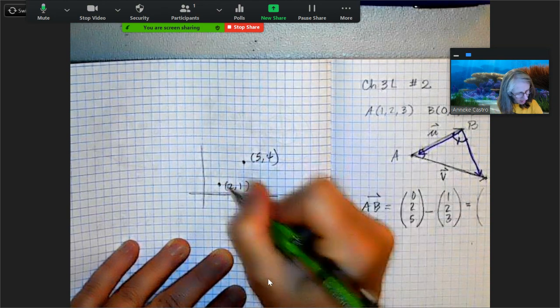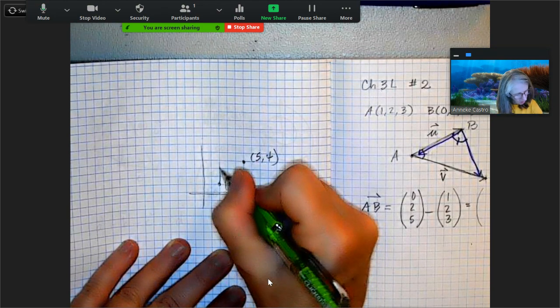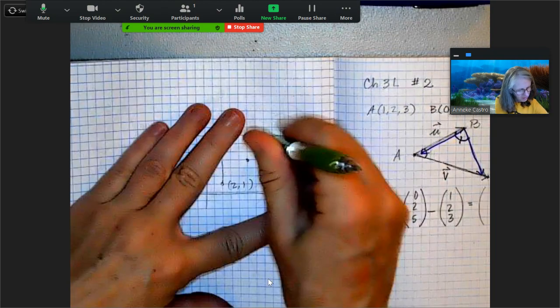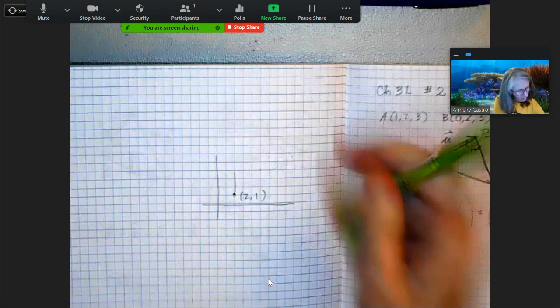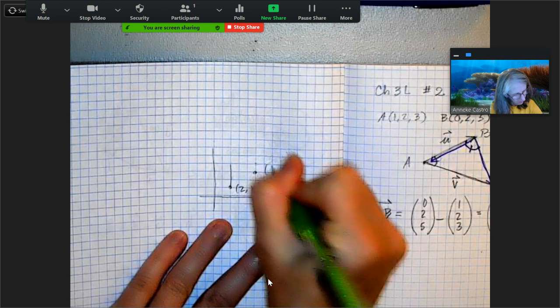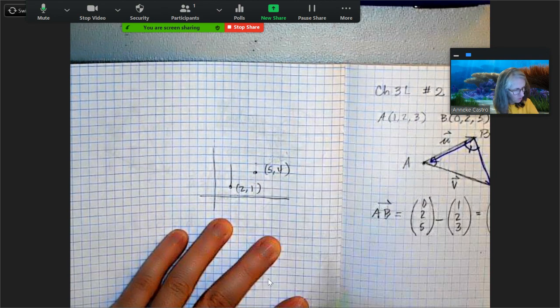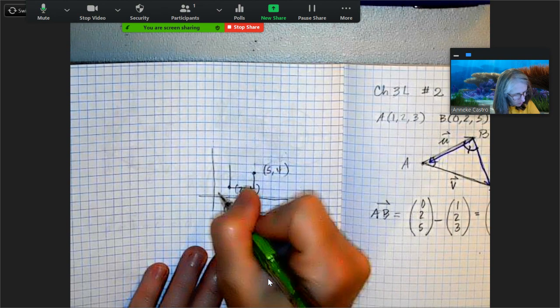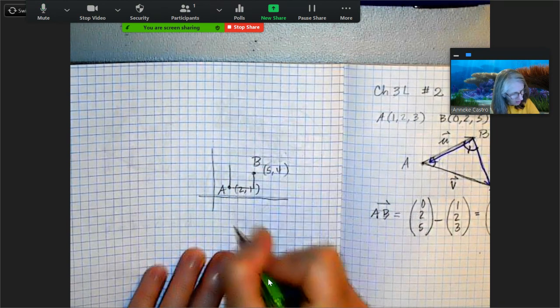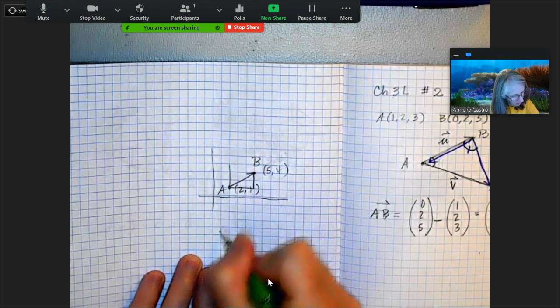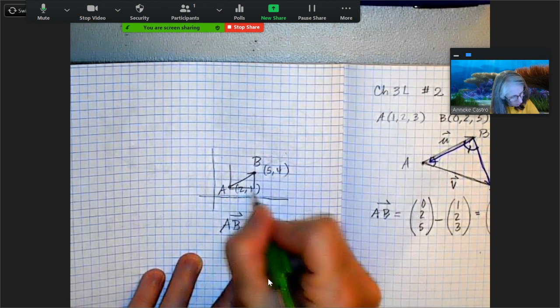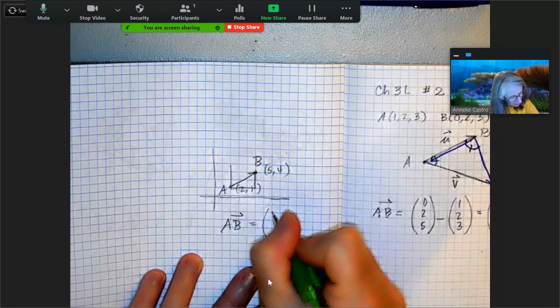I can graph that and go, okay, so that's, oh, you know what? I don't like those numbers because it's going to give me 3 and 3. Let me move that. So let's put it here at 5, 4. Okay, so the vector here is 3 to the right and 2 up. So if this was my A and my B, then vector AB would be equal to 3 and 2.